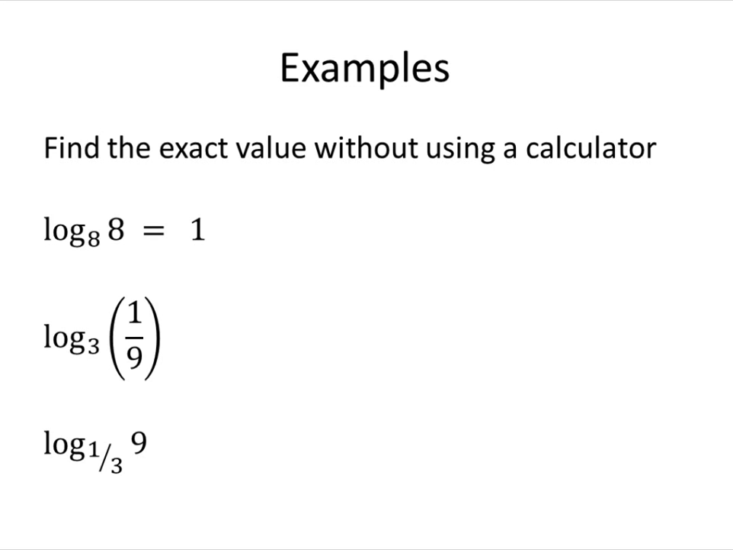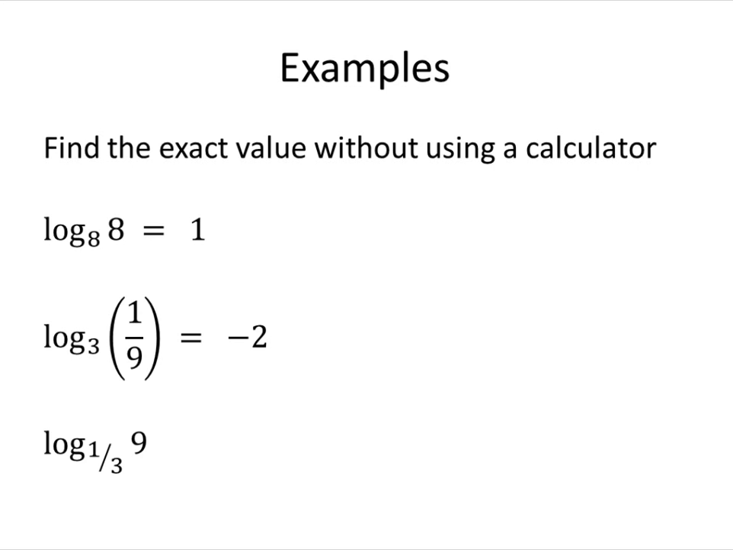What about this second one? What power would I put on 3 to get a fraction 1/9? Well, if I square 3, I get 9. How do I make it a fraction, though? Well, a negative exponent would make it a fraction, so my answer to this one is -2.